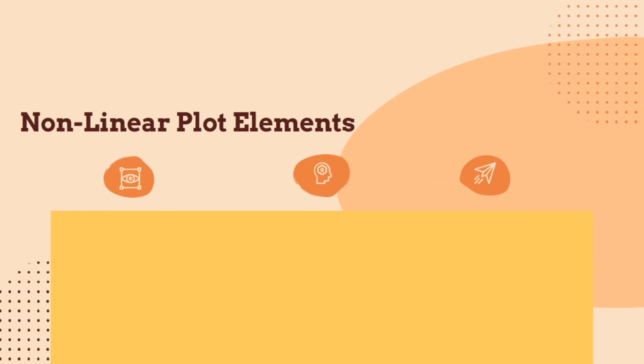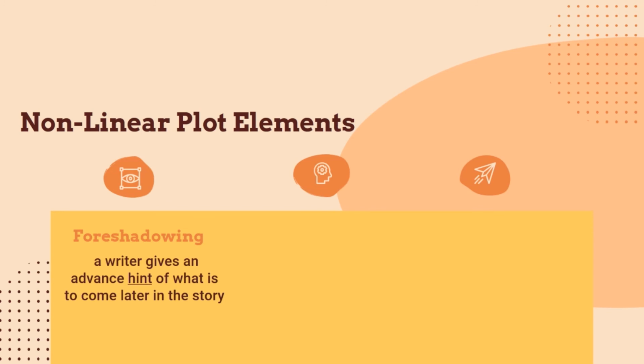Number 1. Foreshadowing. A writer gives an advance hint of what is to come later in the story. This can be done through dialogue, a character's actions, the setting, or another event. It helps readers develop expectations about the story.